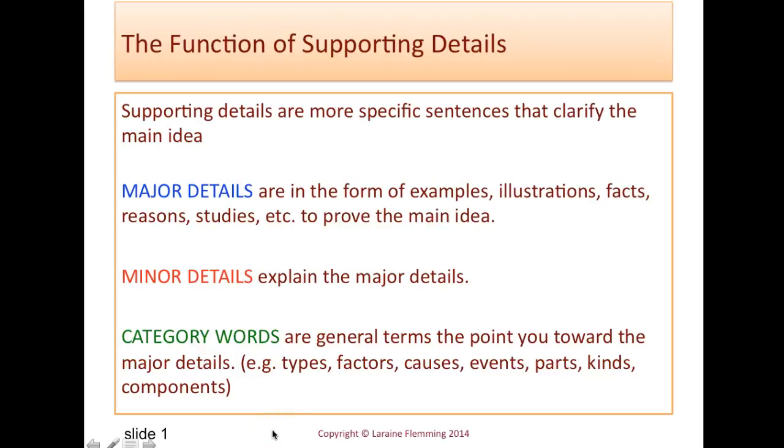Finally, we also have what are called category words. Category words are kind of like containers that hold a number of items. So anytime in a sentence or in a paragraph you hear the five leading causes of tornadoes or the major events leading up to, then you're talking about a category word. And you know that the rest of that paragraph, if you're a careful reader, you're going to find out what those events or parts or components were that were mentioned in that lead-off sentence. So category words always point you back toward the major details, and that's what really helps to increase your comprehension.